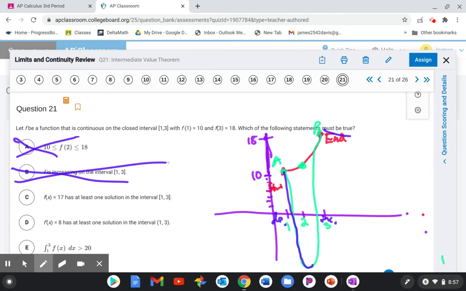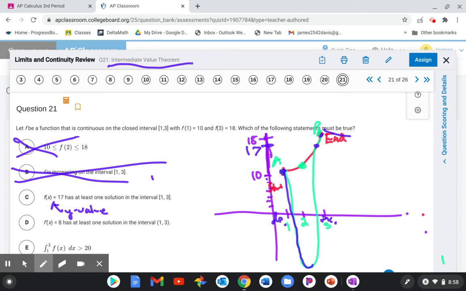Next one, f of x equals 17 has at least one solution. So what this is saying is that the y value has to be 17 at at least one point. This one is true because if we're going to go from 10 up to 18, at some point we had to cross 17, whether it be this function, the red one, the green one, or any function that I draw. If I'm going to go from 10 to 18, then I've got to cross 17 at some point. So if you remember, this is the intermediate value theorem.